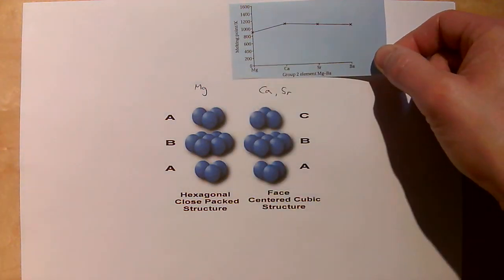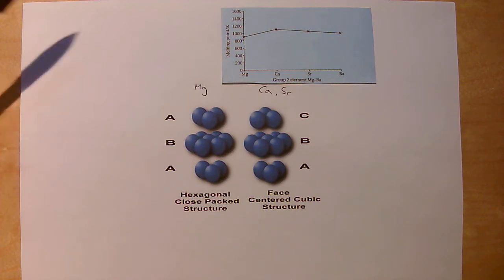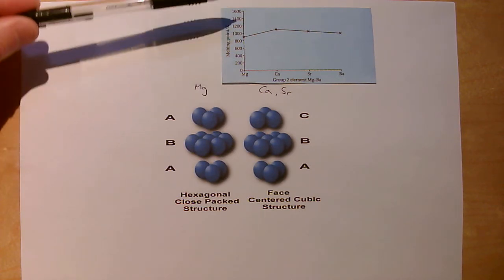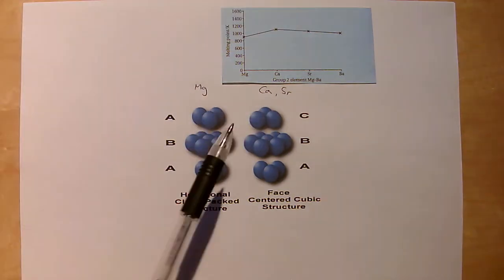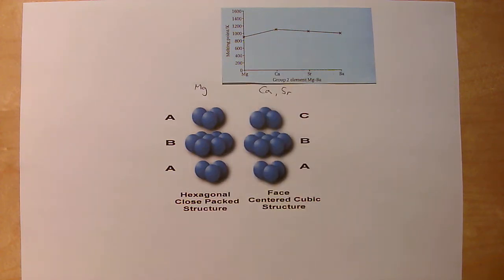But back to our summary for what we need for A-level chemistry. You can see that's a summary of our melting points. Magnesium is lower than calcium, strontium and barium, but generally the melting points decrease down the group, apart from magnesium, which is an anomaly because it has a different crystal structure.